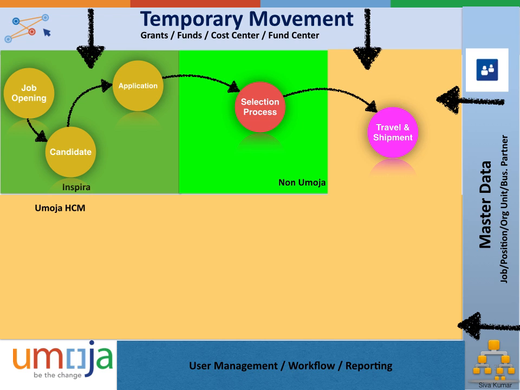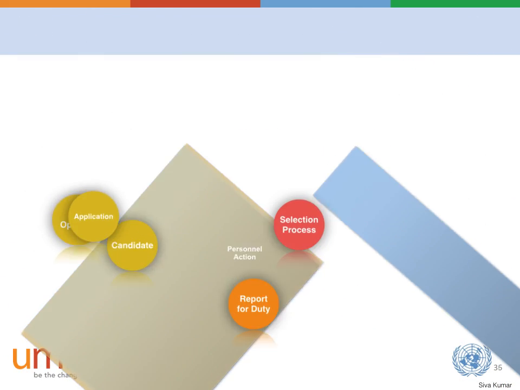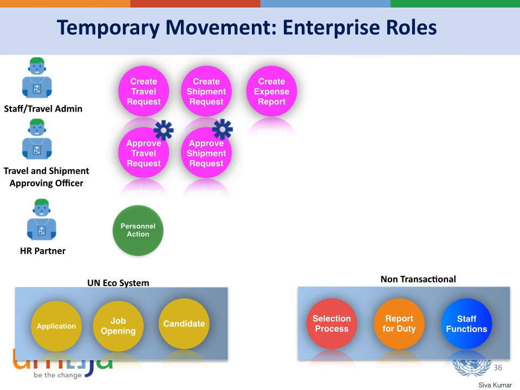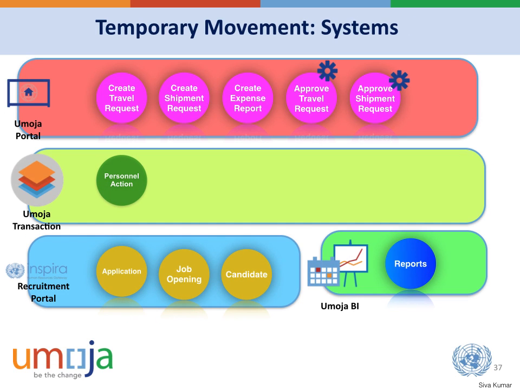And then the personal action takes place, followed by the report for duty in the new location. To take it to the next dimension, these are all the enterprise roles. Again, as we said, it's very similar to your employee onboarding. You have the enterprise roles, you have a UN ecosystem, and also the non-transactional entities. And then if you translate that into the systems, you are going to have a Umoja portal, Umoja transaction, and recruitment portal, and BI.